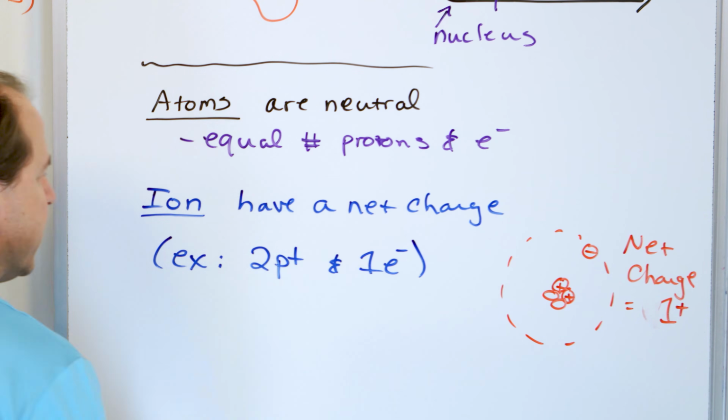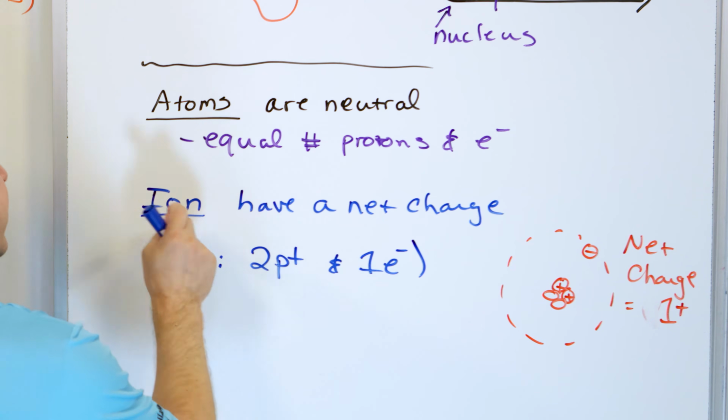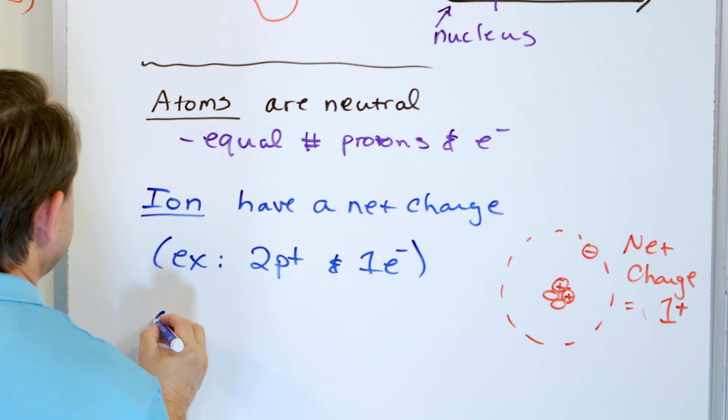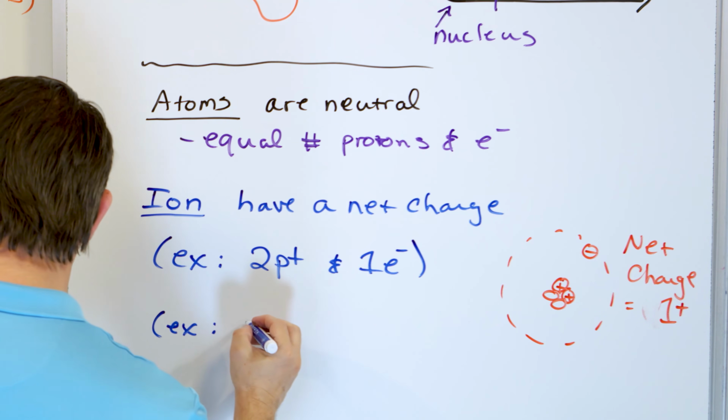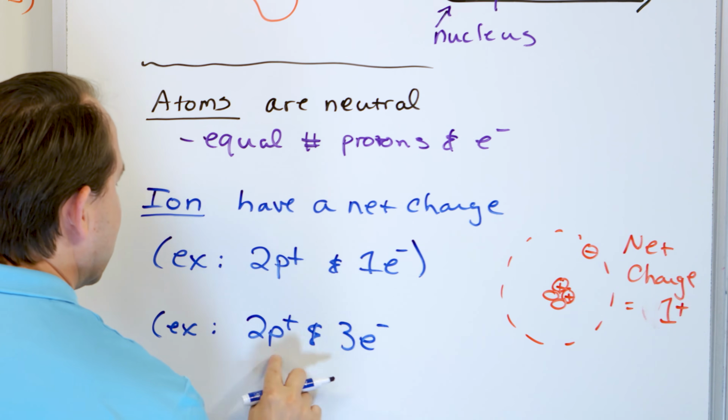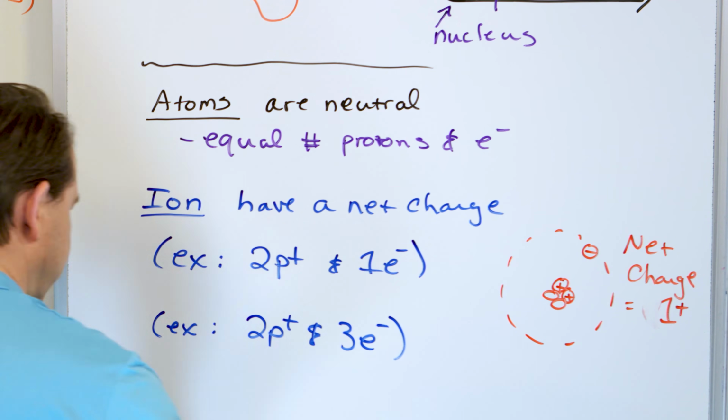So if you have an atom and you take away an electron, it's now called an ion, and it has an overall charge of positive 1. You can have another example of, let's call it, 2 protons and 3 electrons. So again, they're unbalanced. But in this case, what's going to happen?